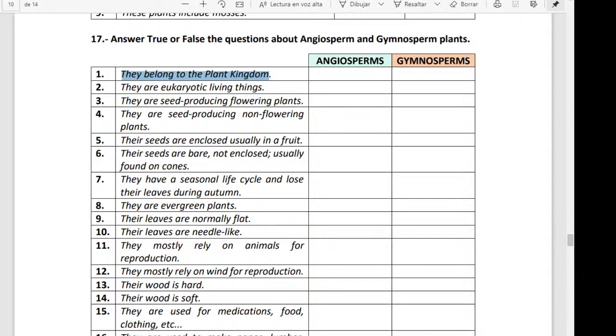Angiosperms or gymnosperms? True and true, Alicia says. Yes, true and true. Go to the next.